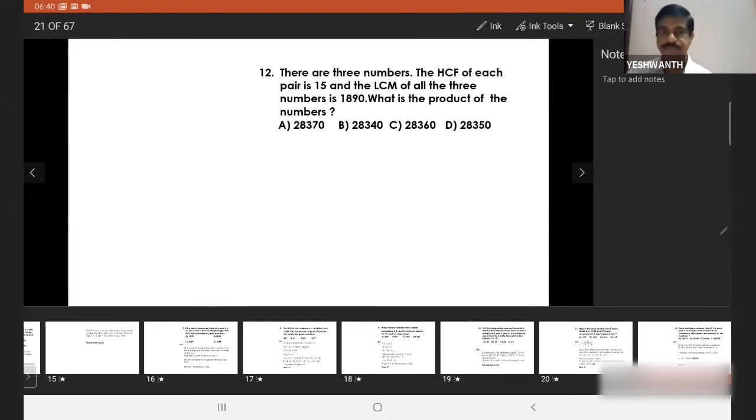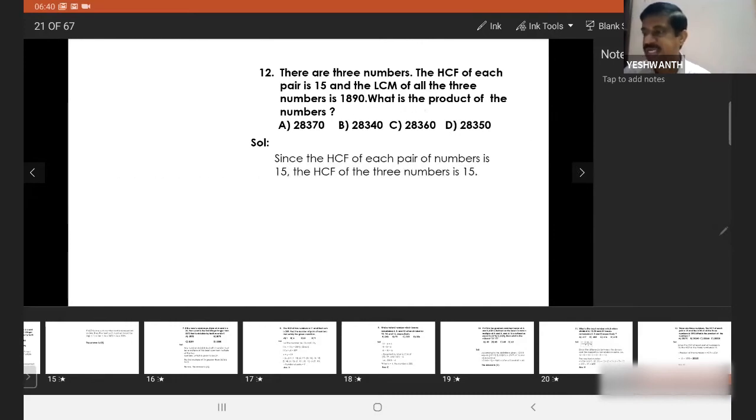Look at this. There are three numbers. The HCF of each pair is 15, meaning you take two numbers at a time. And the LCM of all the three numbers is 1890. What is the product of the numbers? So clearly HCF is given as 15 and LCM is given as 1890.